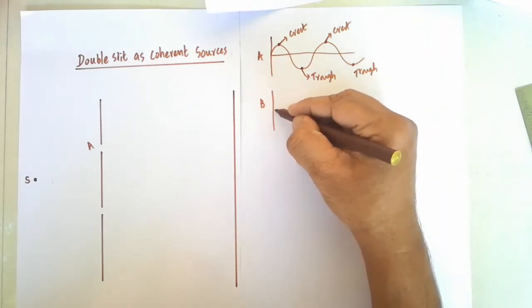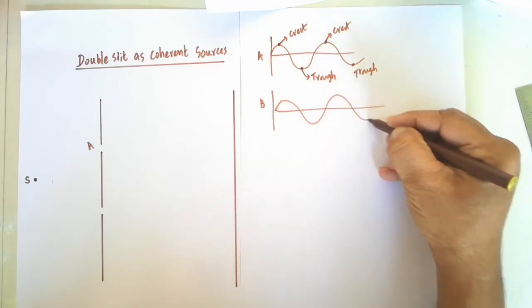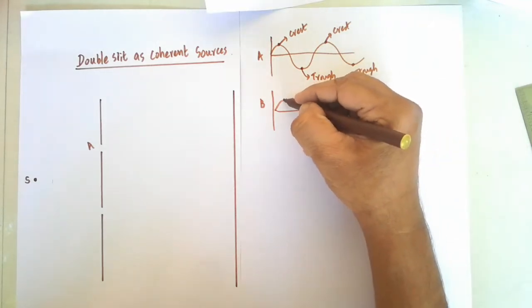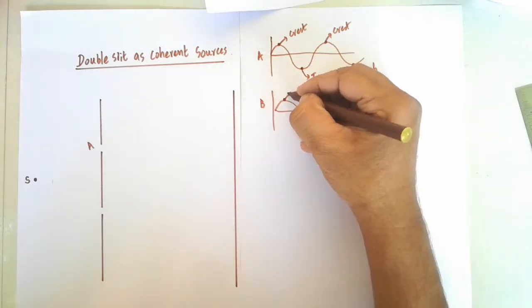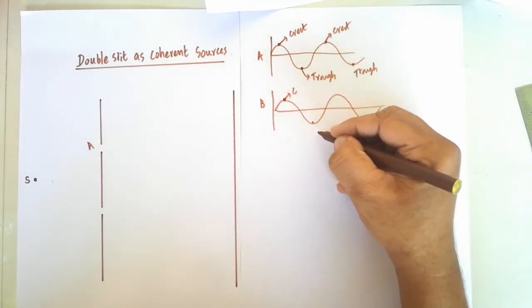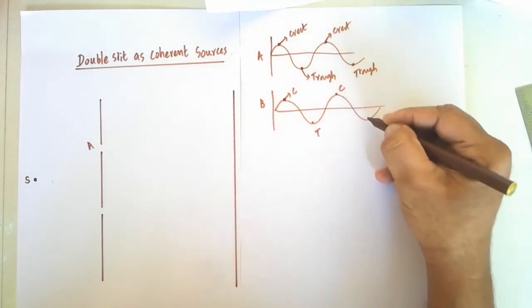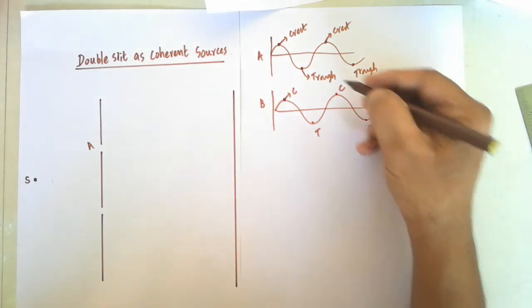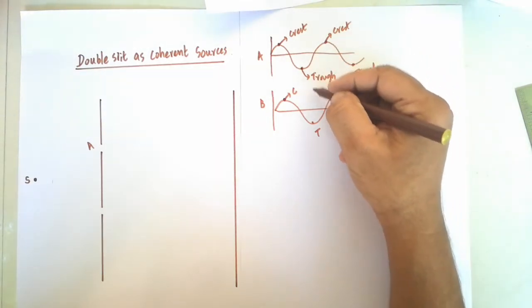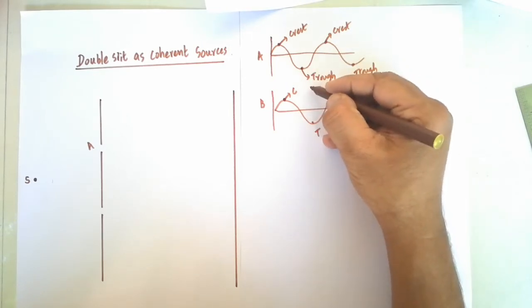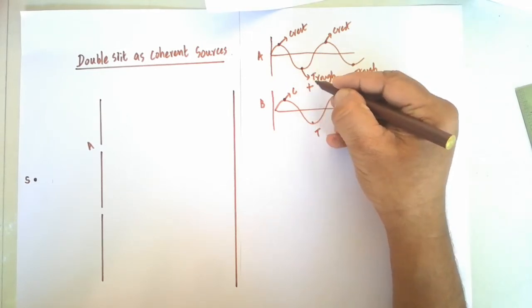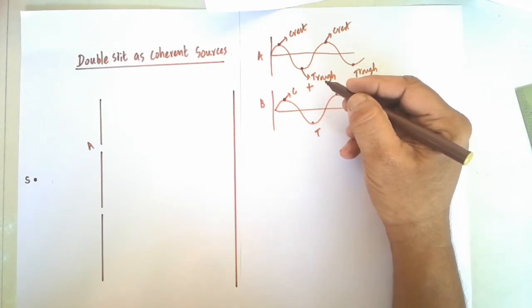Are you clear? Look at that. We can draw it like this. In the second wave, the wave from the second slit, there also you can mark the crest and trough points like this. These two waves are going to superpose with one another. When these two waves are superposing, interference will take place.